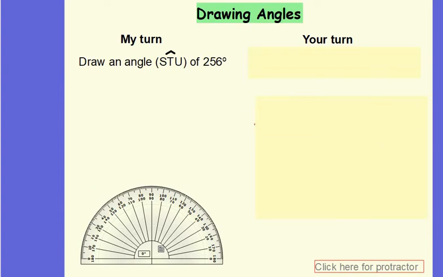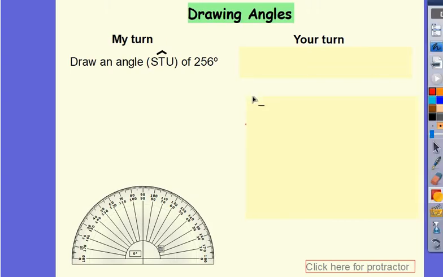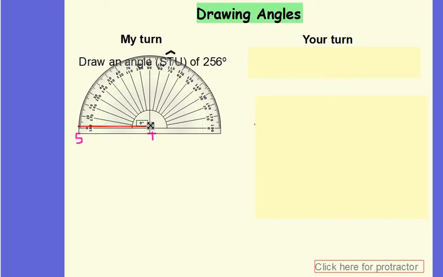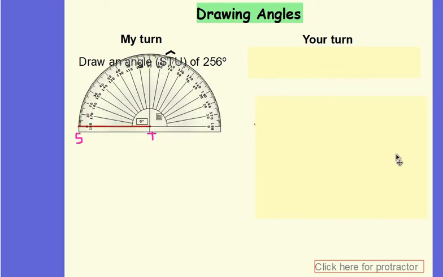Okay, pens down and eyes on me. I'm going to draw an angle STU of 256 degrees. I'm going to start out in exactly the same way. I'm going to draw my straight line. And I know I'm starting at point S, moving through point T to end up at U, but we don't know where U is just yet. I need 256 degrees, which I know is over 180. So we're going over that straight line.